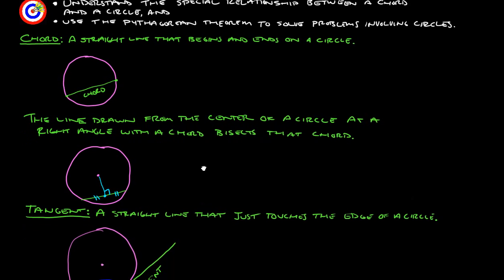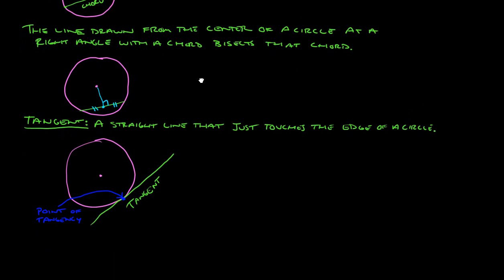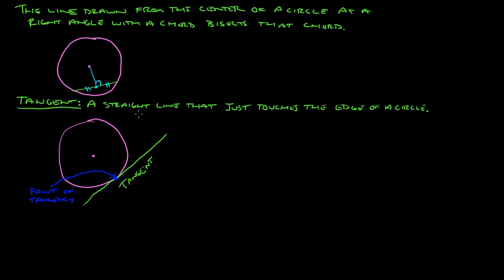Now, something else that you're going to need to know is a tangent. And a tangent is a straight line that just touches the edge of a circle. So here's our circle, here's a straight line, and it just happens to touch at one point on that circle. Okay, so that there is the tangent, and it's called the point of tangency. All right.